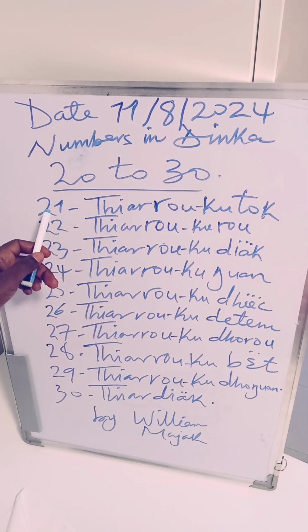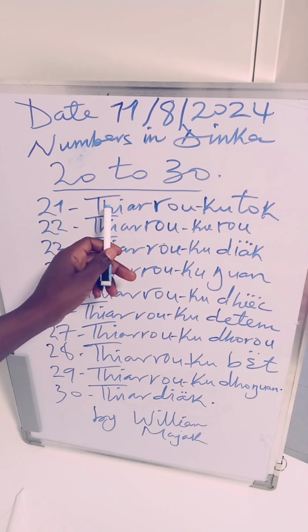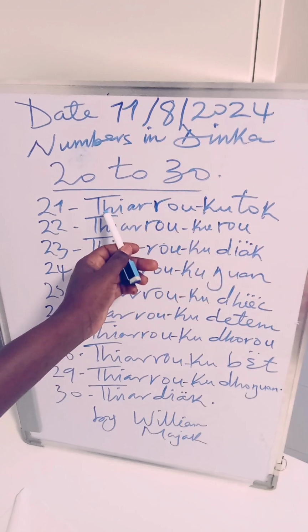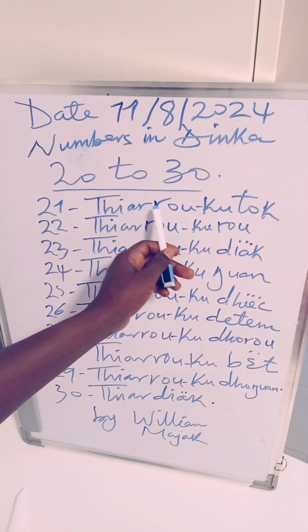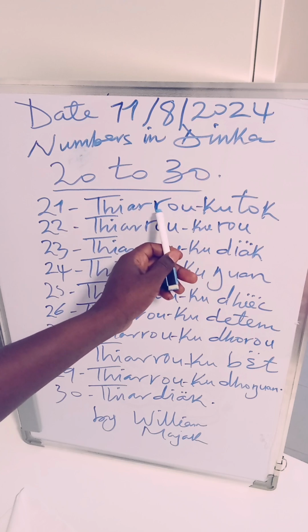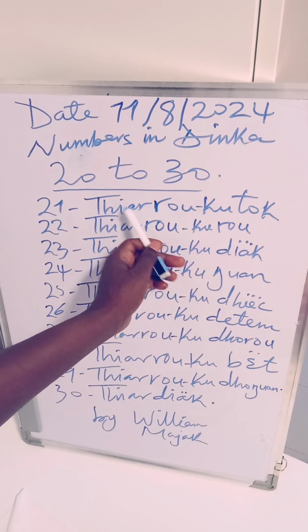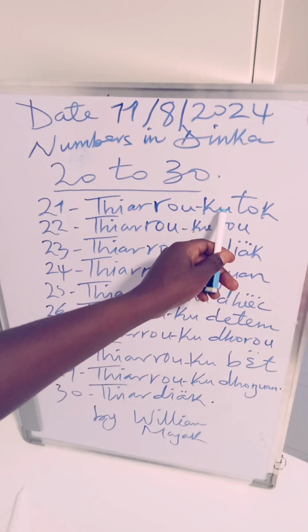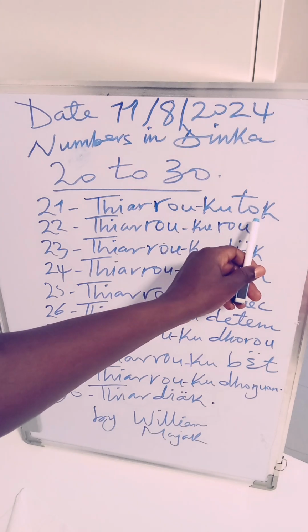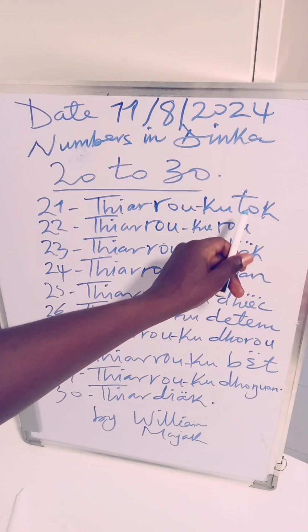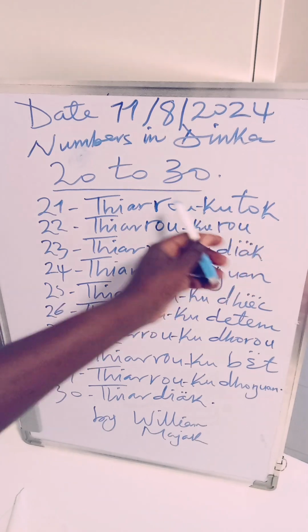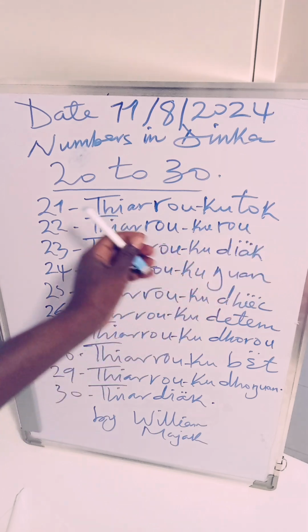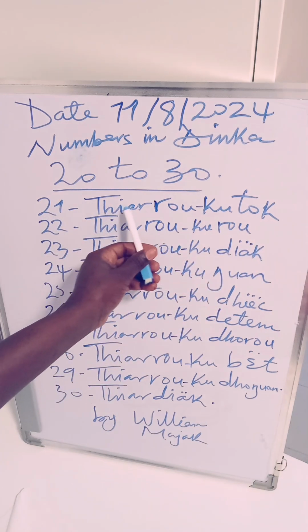Let's begin from 21. 21 in Dinka is called Tiaro Kutok. Tiar means 10, and ro means 2, so 10 times 2 is equal to 20. Ku means "and," and Tok means 1. That means Tiaro Kutok.